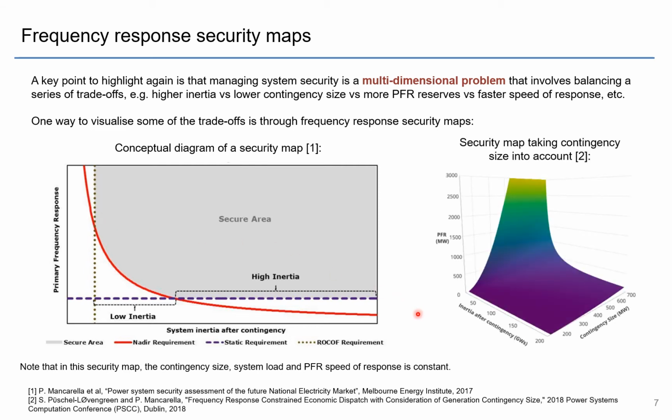Now, taking contingency size into account, we get a 3D security map. And again, you have the same general structure, but as your contingency size goes down, the amount of PFR also goes down. So this is something of a multi-dimensional optimization problem where you could decide which approach is the most optimal.